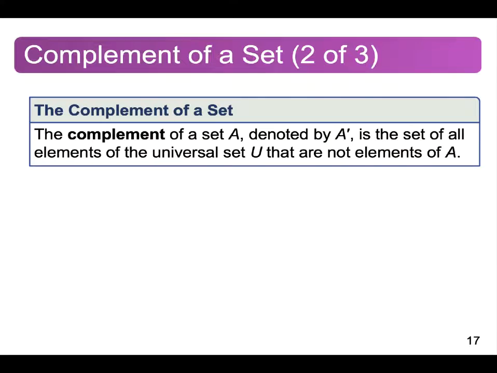So the complement of a set would be anything that's in the universal set, but it's not in the set that we have identified. So for example, if I wanted to look at area codes of Virginia as being my set A, then I would list the numbers 540, 804, 434, 757. I'm sure there's some other ones, but that's all I can think of right now. Those would all be elements of the set A, area codes for Virginia.